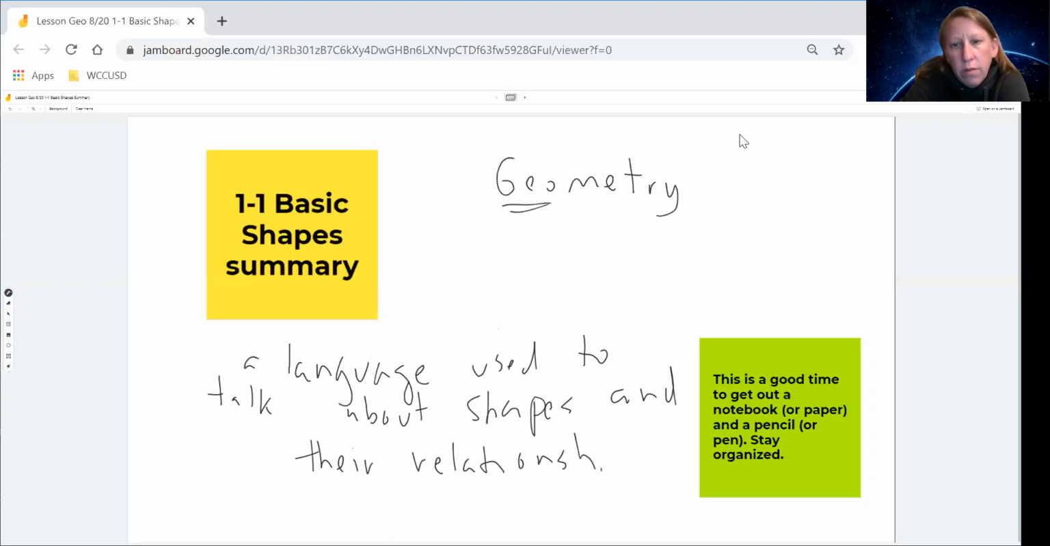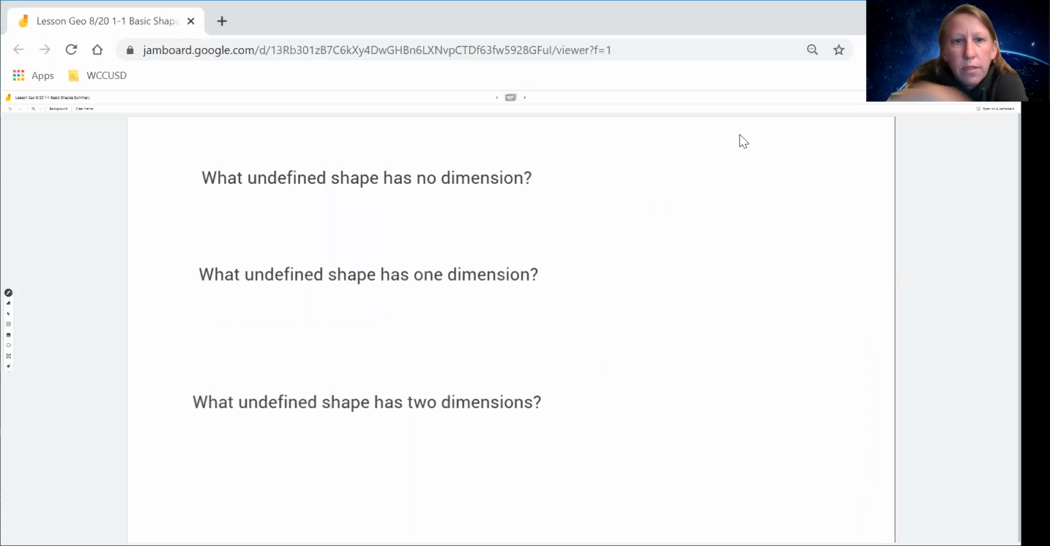So today we're going to review the 6 most basic shapes. Which shape is undefined and has no dimension, the building block of every other shape in geometry? That's right, it's a point. A point has no definition, no size, no shape. We draw it like a dot and label it with a capital letter next to it. So that's point A.